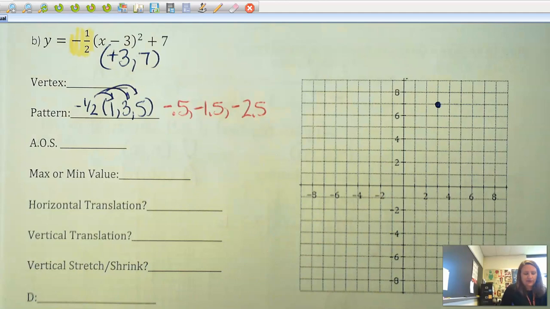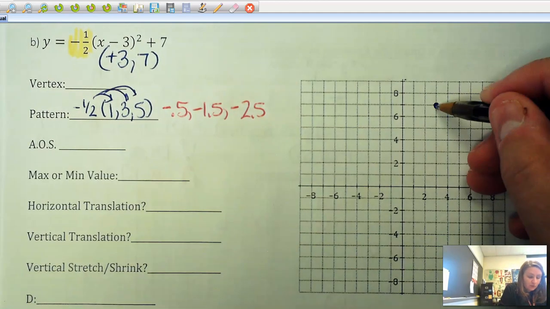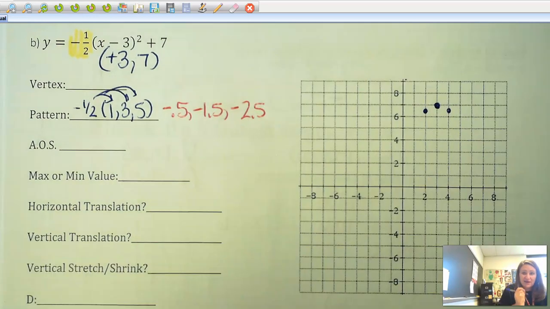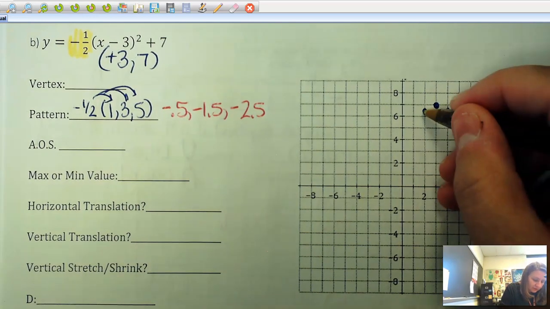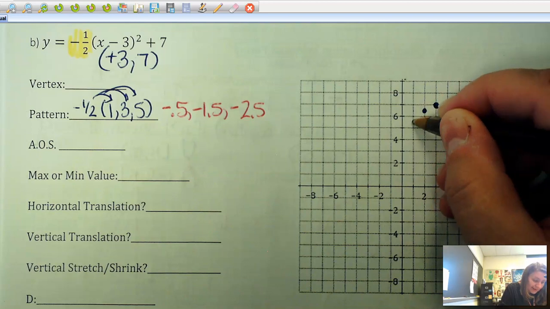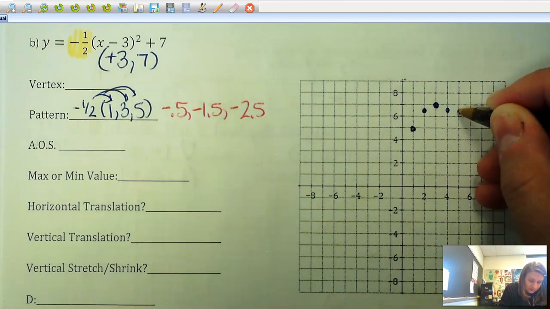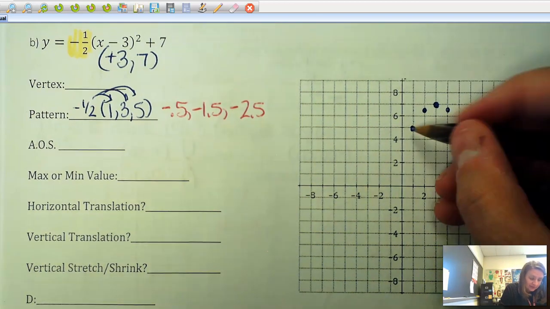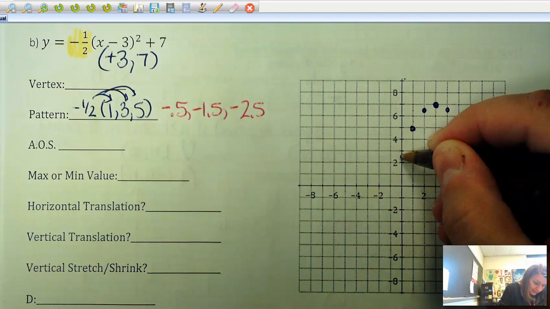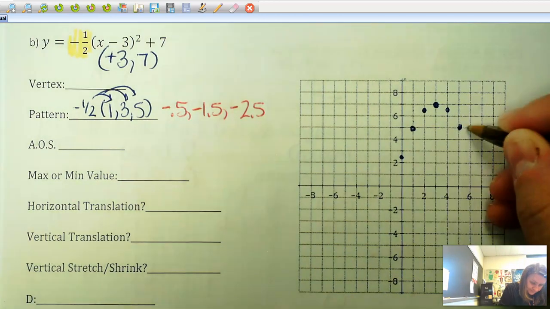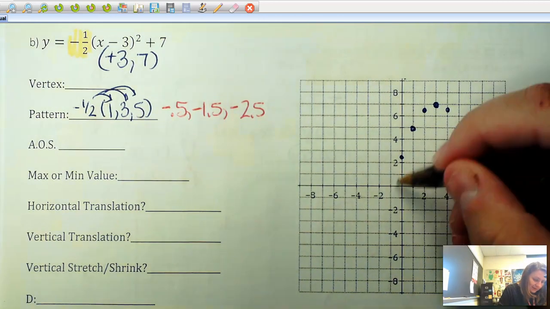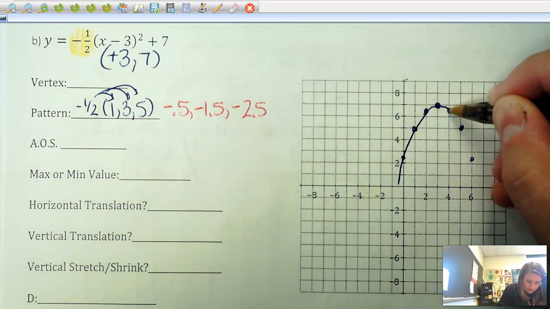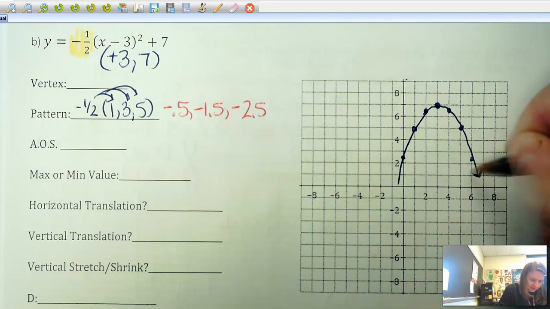And so let me come over to my graph here. Always just go over 1, and I'm going to go down 1/2. So I just estimate where that would be. From there, you're going to go over 1, down 1.5. We'll put you right on a nice point. I've got 1, 5, and then 5, 5. And then over 1, down 2.5. And then I'm just going to do my best to make a U shape here. It's a good sketch of my parabola.